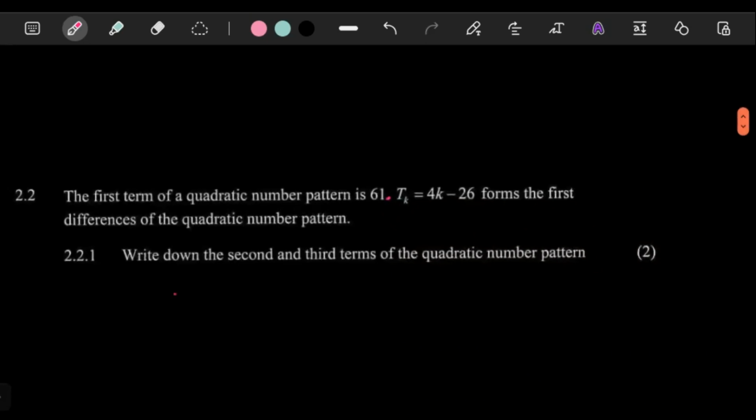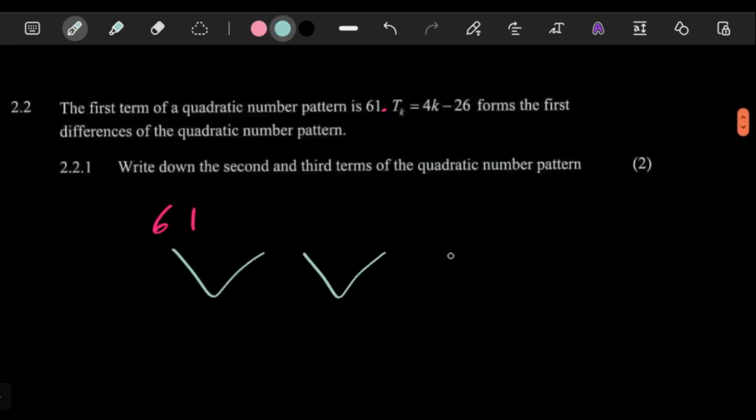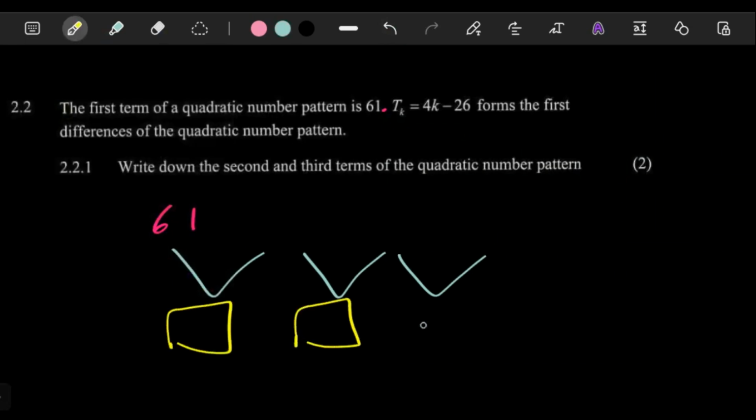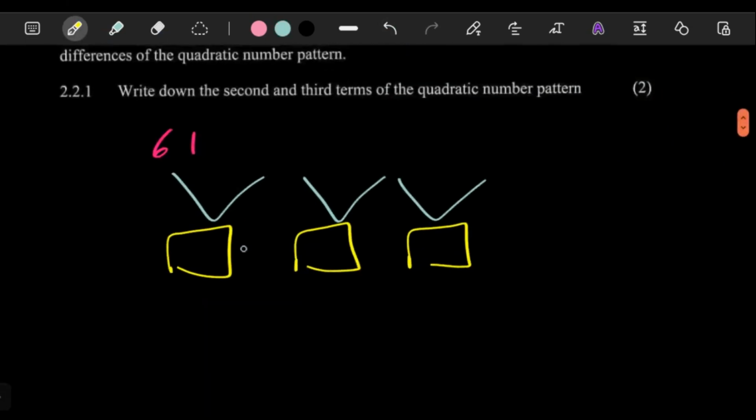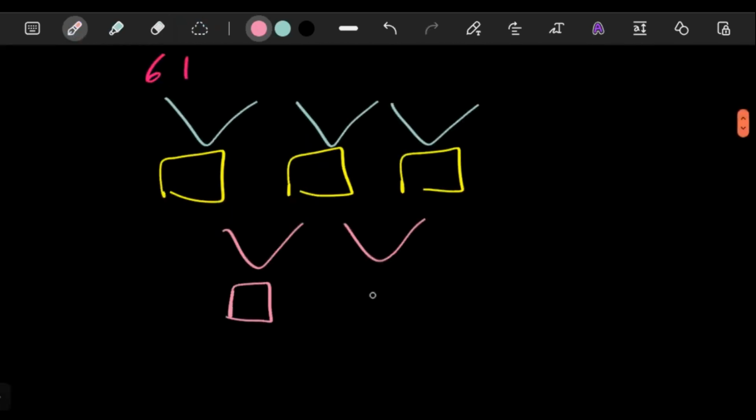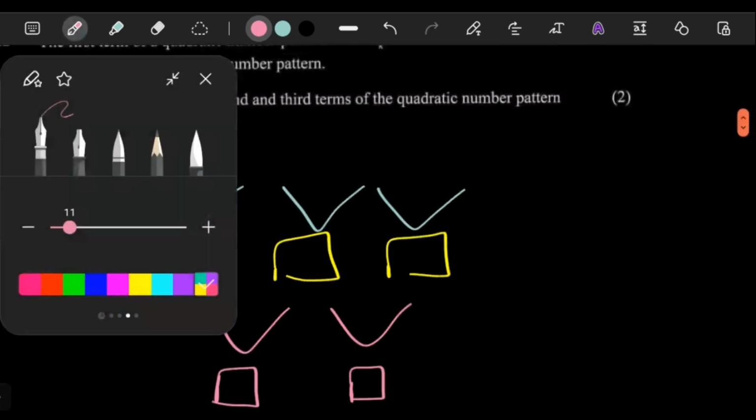If it starts at 61, what you have to remember is the sequence of first differences is basically the numbers that go here, the number that goes here, and the number that goes here. The second differences are the ones that have a common difference, these pink ones would be the same. But these ones here are called the sequence of first differences.